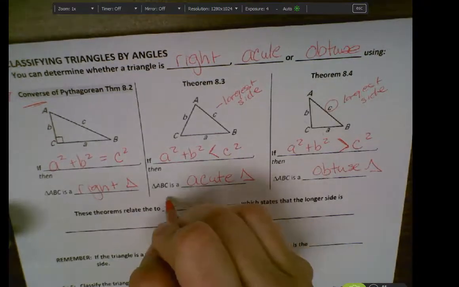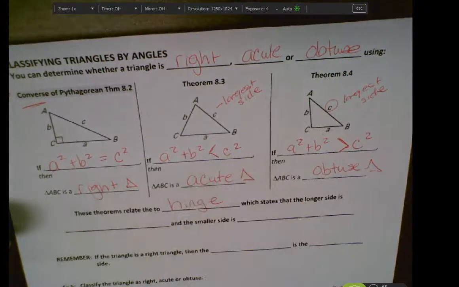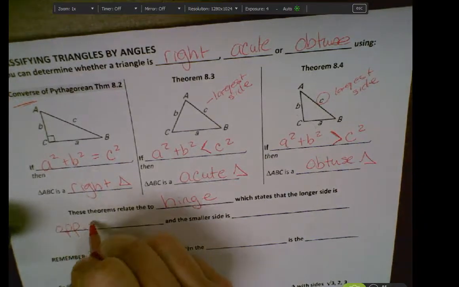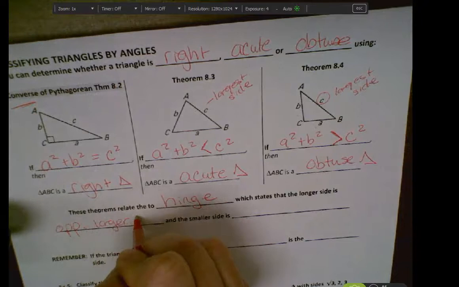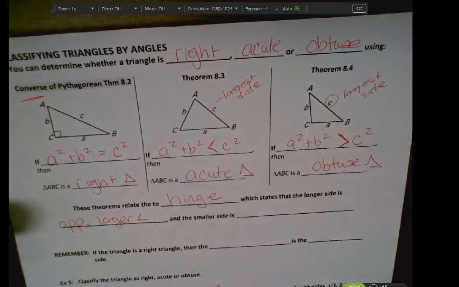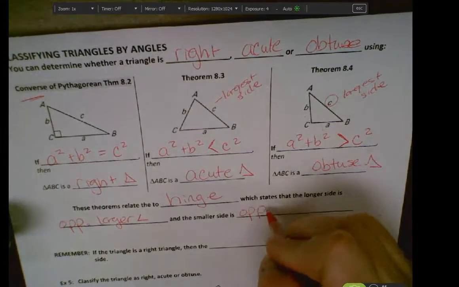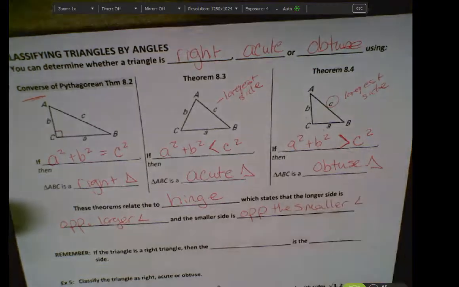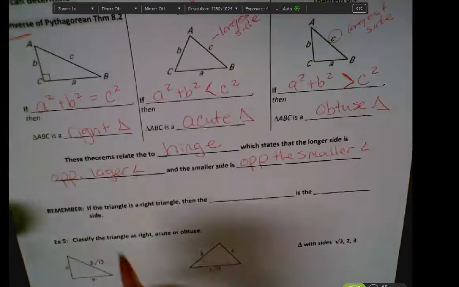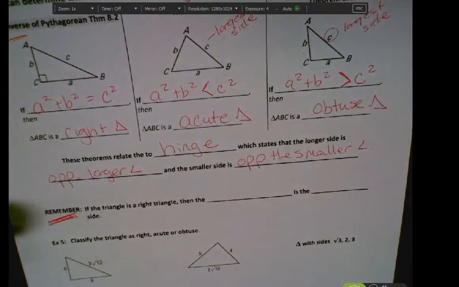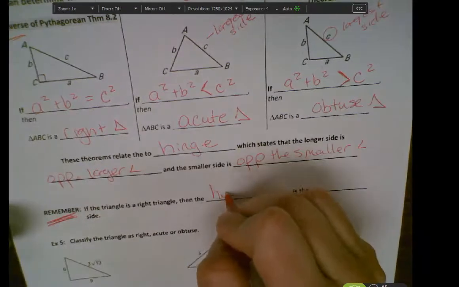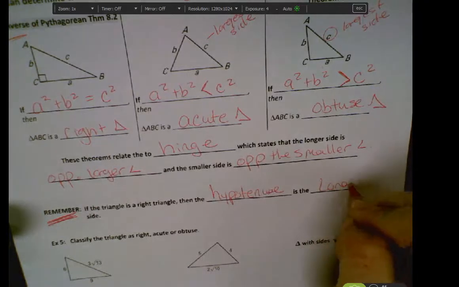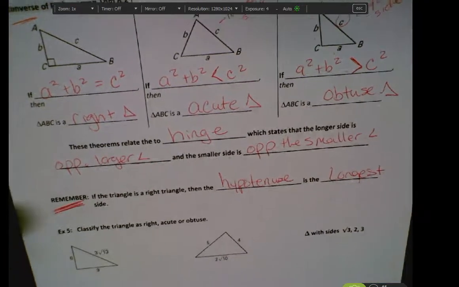As I said, these theorems relate to the hinge theorem, which states that the longer side is opposite the larger angle, and the smaller side is opposite the smaller angle. We learned that last semester. Now again, remember, if the triangle is a right triangle, then the hypotenuse is the longest side in the triangle.